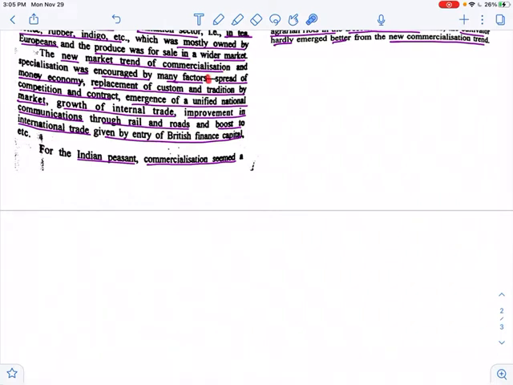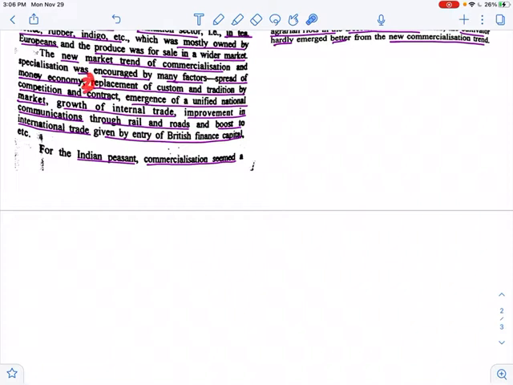See, one is the spread of the money market. We now no more had a barter system in our economy. There was this money economy which started emerging, as a result of which there was a lot of boost to the trade, and hence the commercialization of agriculture did start.